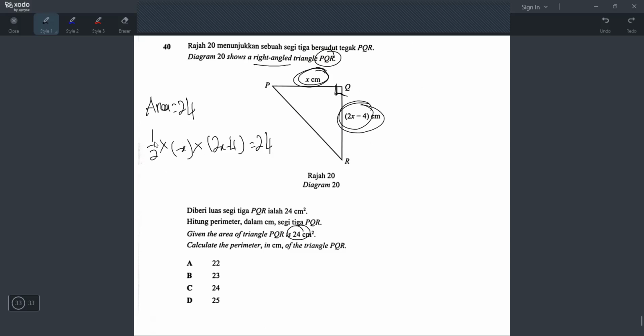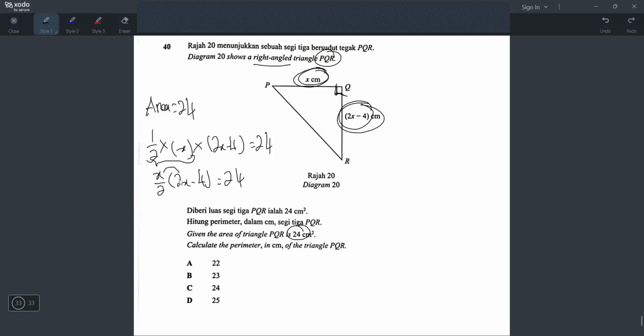So what you can do is the 1/2, you can actually pindah to the other side. Okay, and no lah, no need lah. I think you can write it like this. 1/2 times X is 1/2X. Ataupun you boleh tulis X over 2, right? X over 2, and then multiply with 2X minus 4 equals 24, right? It means I ambil yang ni darab dengan yang ni dulu lah. Okay, what is X over 2? This one you can expand.